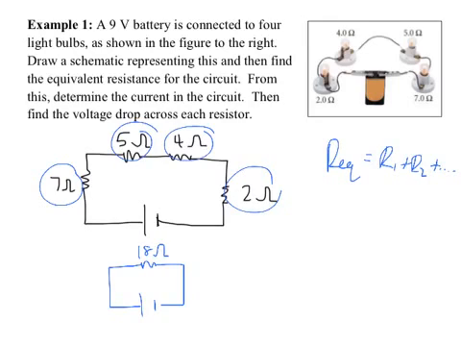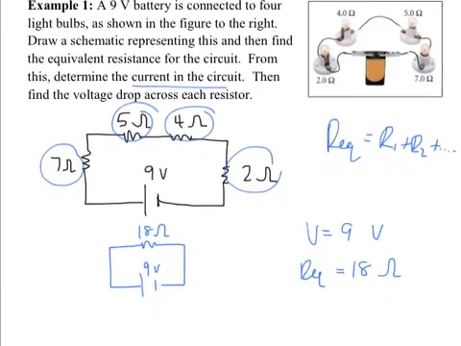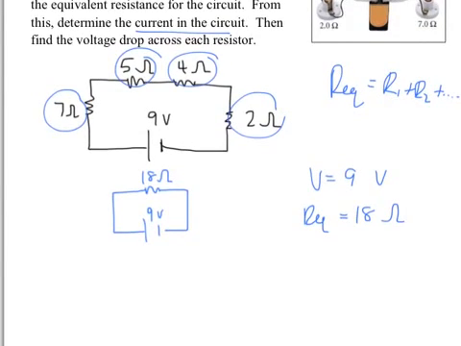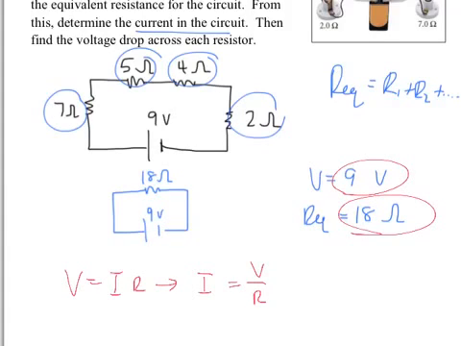Now, the voltage on the battery was 9 volts. So let me add that to my diagram in each spot. Now, if I know what the voltage is, and I know what the equivalent resistance is, I can determine the current in the overall circuit. So let's use Ohm's law, V equals IR, and therefore I equals V over R. V over R would be 9 volts over 18 ohms, which would be 0.5, right? 9 over 18 is a half. And my units are amps.